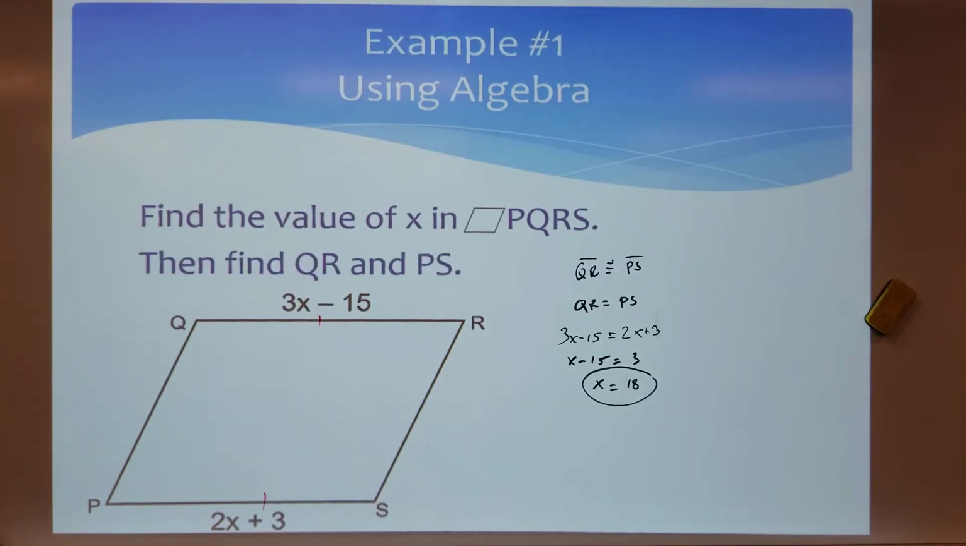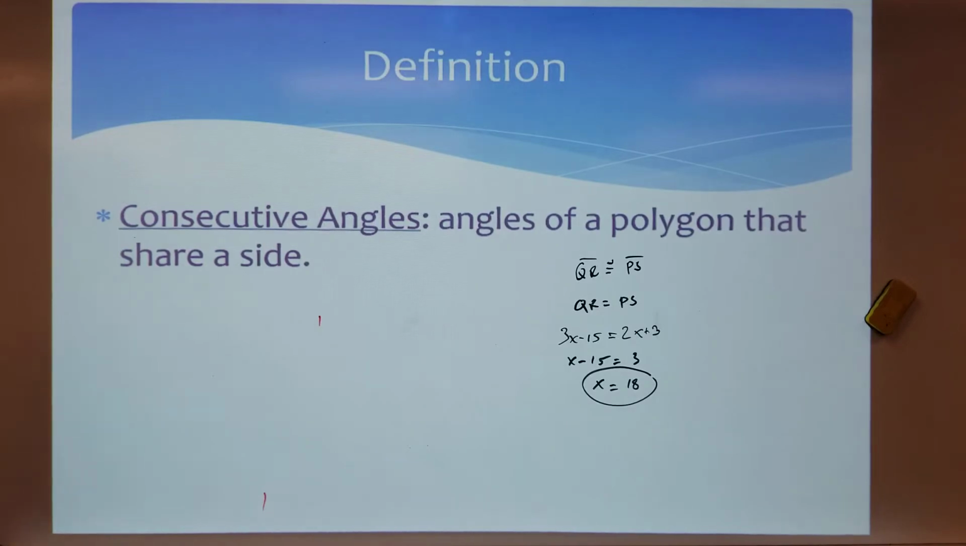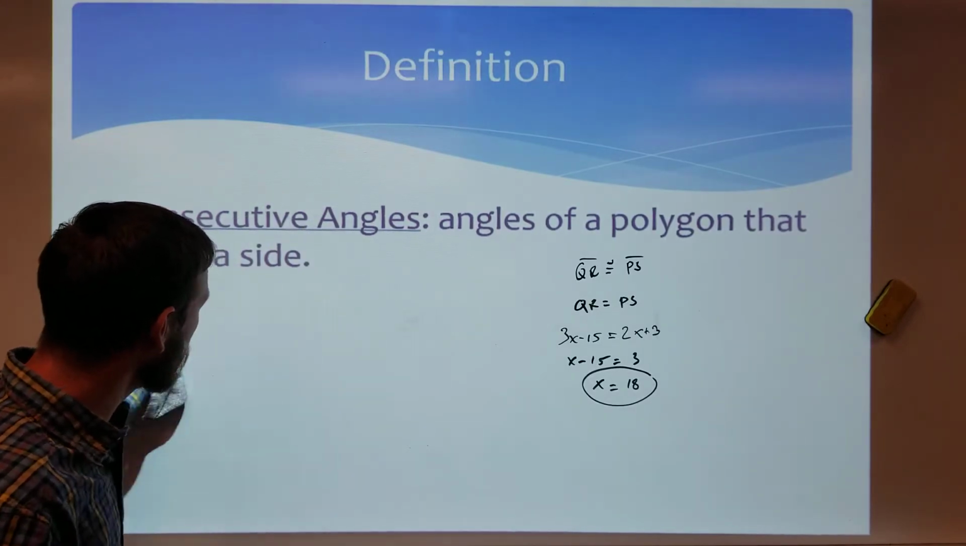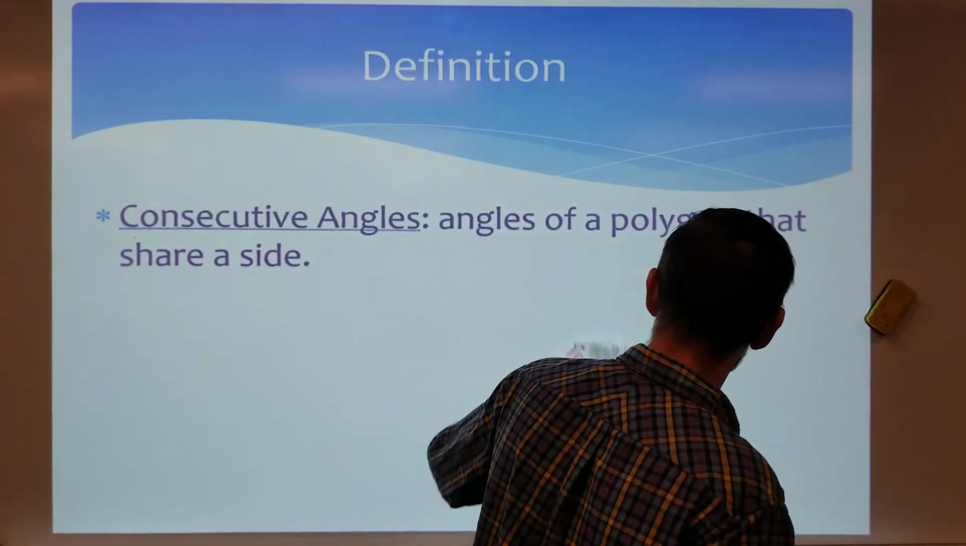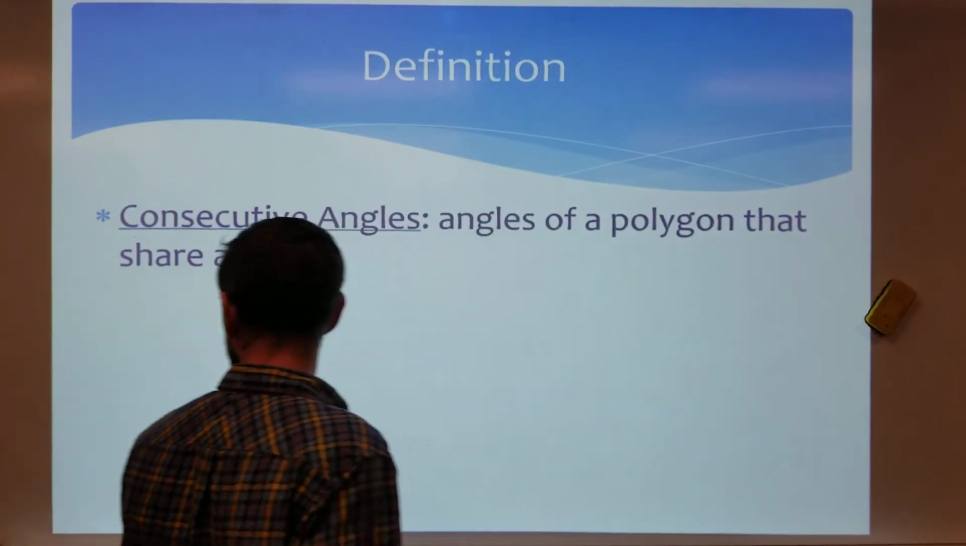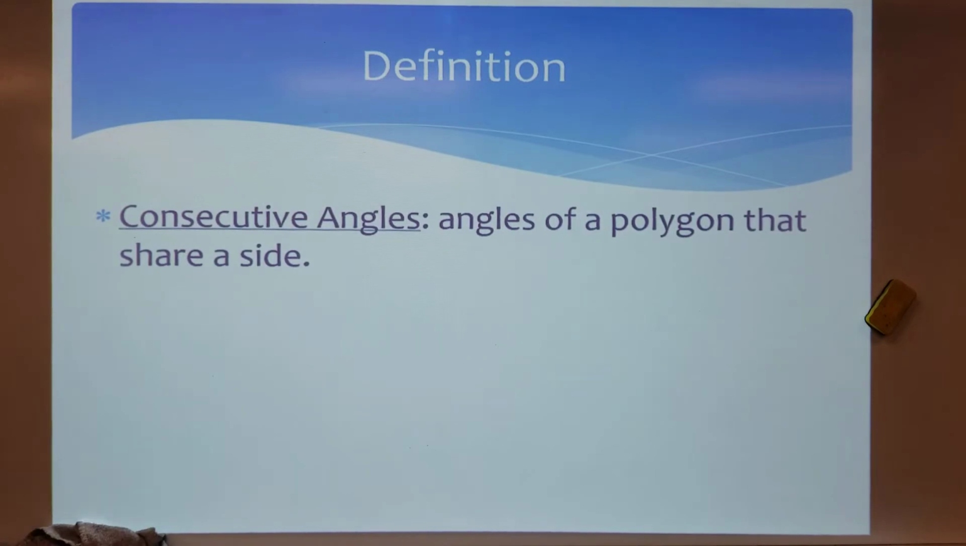Our next theorem is to think about how these angles relate to one another, namely that the opposite angles are congruent to each other. But before we do that, we're going to explore a smidge, talking about some key vocabulary. First of all, consecutive angles are angles of a polygon that share a side.